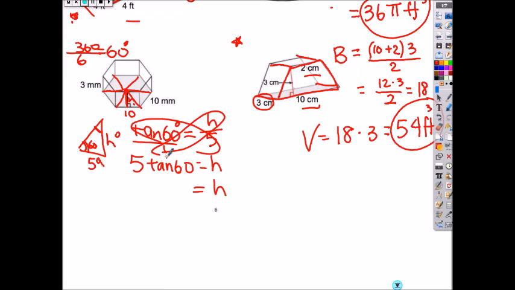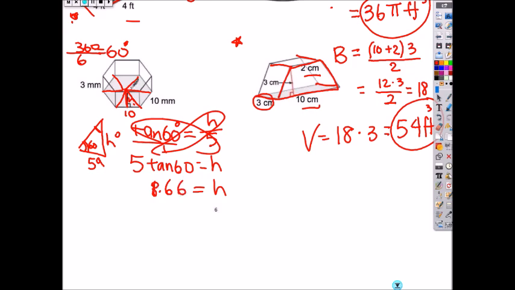Can you give me 2 decimals? Guys, what's 5 tangent of 60? Take out your calculator. 8.66. So it is 8.66.